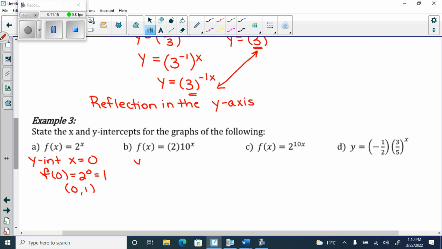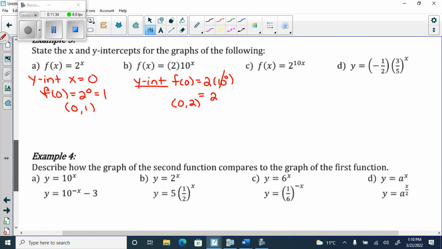This one's going to be f of 0 equals 2 times 10 to the 0. 10 to the 0 is 1, so it's 2 times 1, which is 2. So this one's going to be (0, 2). Okay? You do C and D, and then go to your calculator and try and get the x-intercepts if they exist.